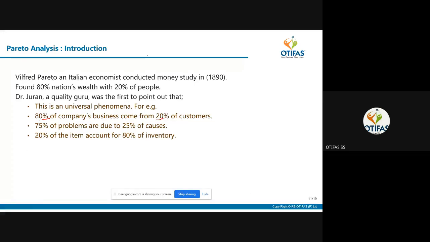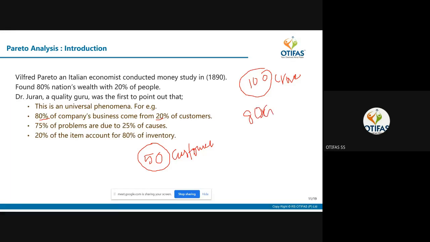Now, suppose your sales is 100 crores and suppose your company has around 50 customers, and your turnover is 100 crores. Now, what does this 80-20 mean? It means you can do a data analysis. You will be astonished to find out what the 80% of the business here is. Out of 100 crore, what is 80%? 80 crore, isn't it? Now, you have 50 customers. What is the 20% of these customers?